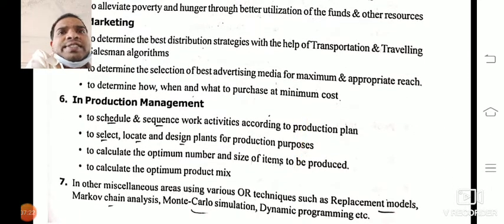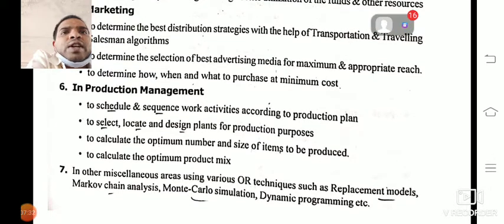And the sixth one is production management, in order to schedule and sequence work activities according to the production plan, to select, locate and design plants for production purposes, to calculate the optimum number and size of items to be produced, and to calculate the optimum product mix.